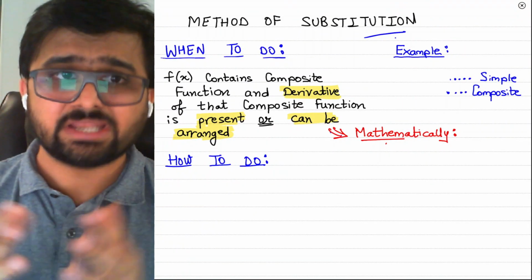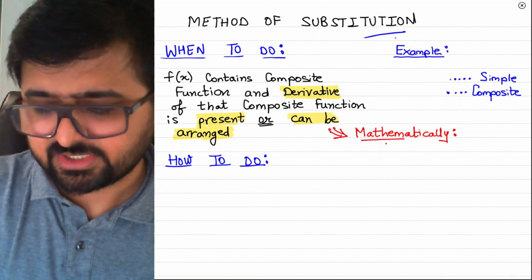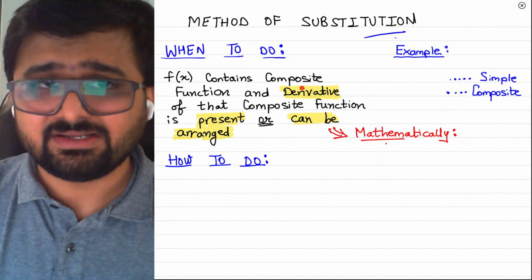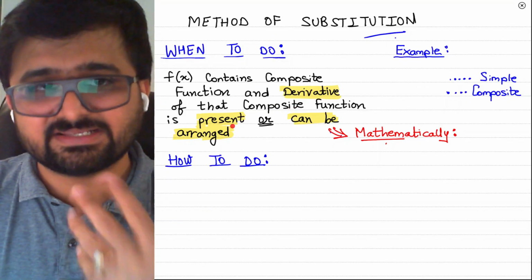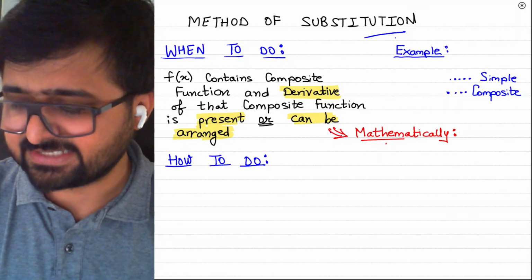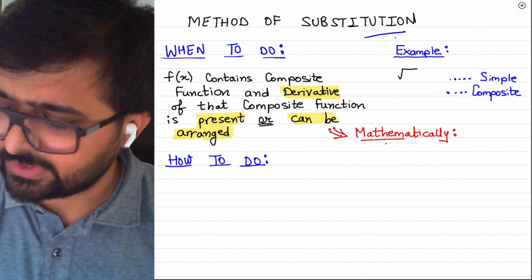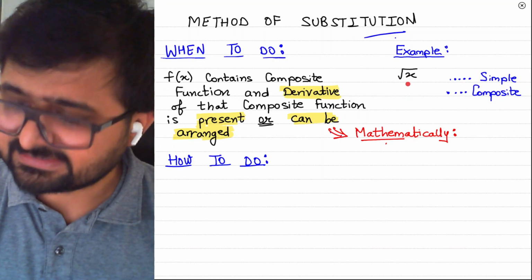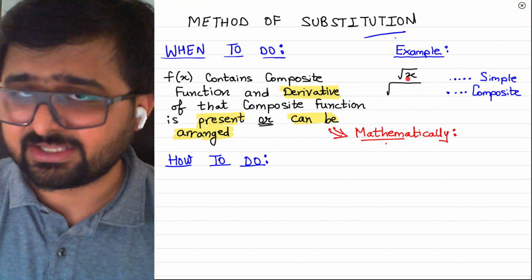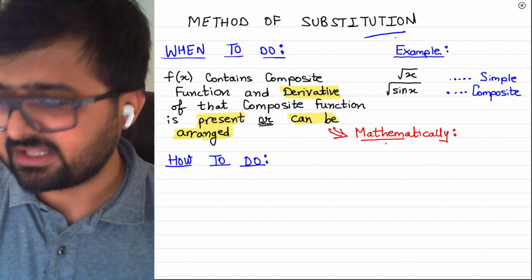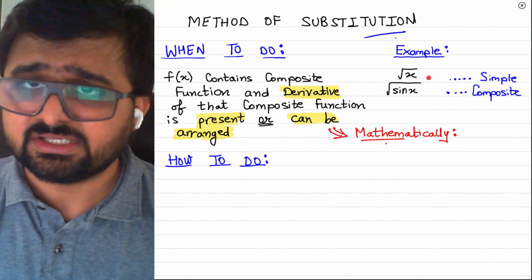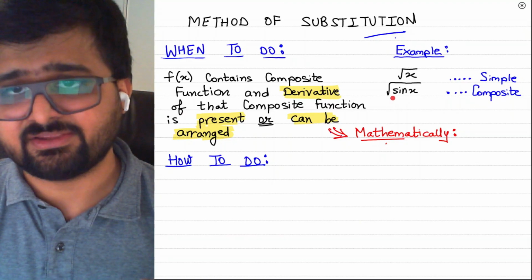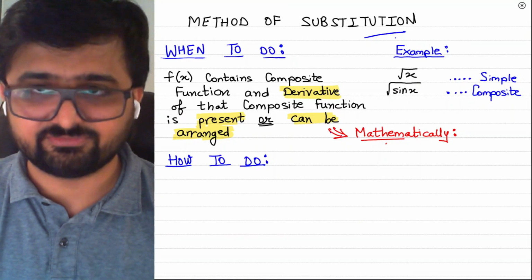All right, now let's start with when to do this method of substitution in integration. Method of substitution is done when your function contains a composite function and the derivative of that composite function is present. Let's see this with the help of an example. Let's say I have a function, square root of x. Now square root of x is a simple function, but the moment I replace that x with some other function, let's say sine x, this becomes a composite function. Root x was a simple function, but the moment I replace x with sine x and I get the function square root of sine x, that is a composite function.